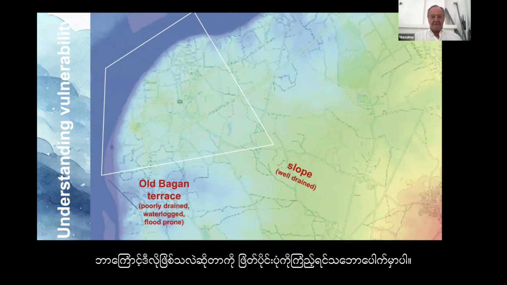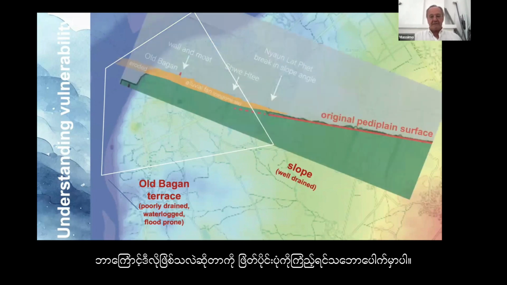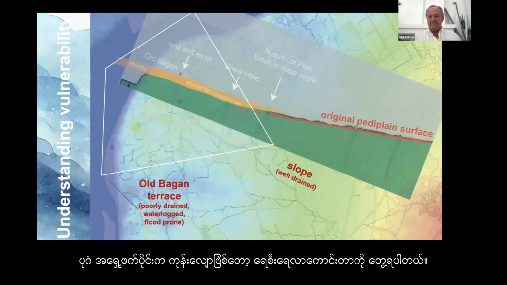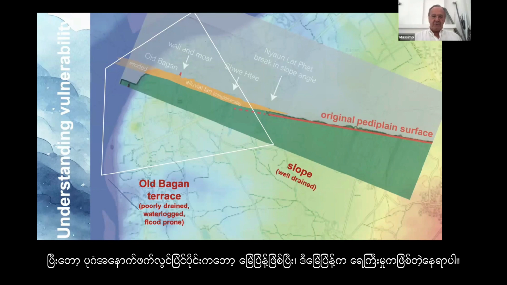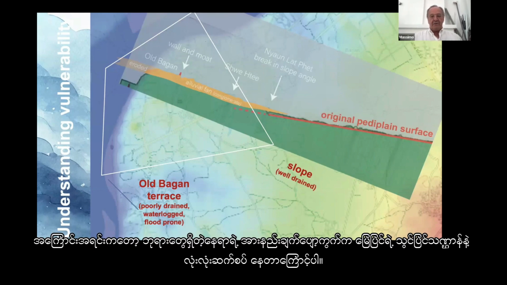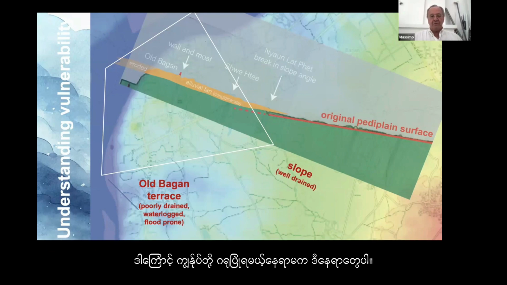And why this happens, we can understand it from this cross-section. We see that the eastern part is a sloping area which is well drained, and the western part of the Bagan plain is a flatland, and the flatland is where the flood comes. So this is the reason why the vulnerability of the monumental area is strictly related to the morphology of the landscape. So that's where we have to focus our attention.